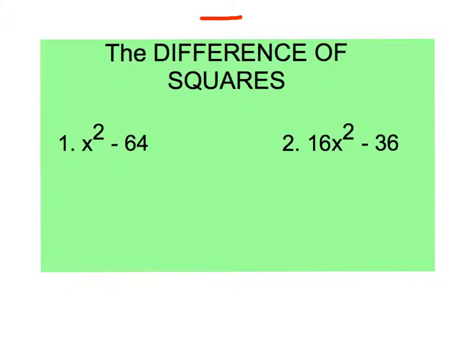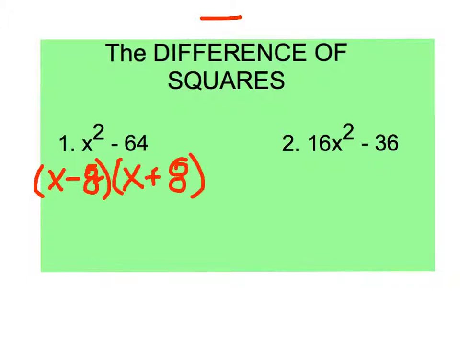So when I look at question number 1, I know that I can factor this because, first of all, it's a difference. In addition to it being a difference or subtraction, I know that the first term and the last term are perfect squares. So I can factor this into x minus 8 times x plus 8. So when I have a difference of squares, my answer is going to look very similar to this, where I'm going to have a subtraction sign and an addition sign in opposite binomials.